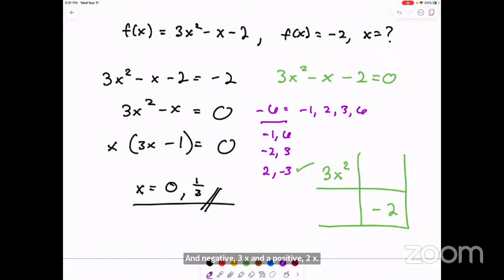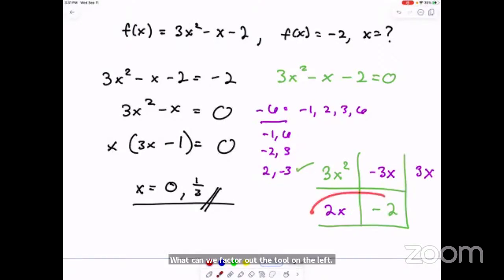Okay. So if we focus on the two terms on the top, what's the greatest common factor? What can we factor out? We can factor out 3x. What can we factor out of the two terms on the bottom? 2. What can we factor out of the two on the left? It looks like it's just an x. And what can we factor out of the two on the right? It looks like it's -1.